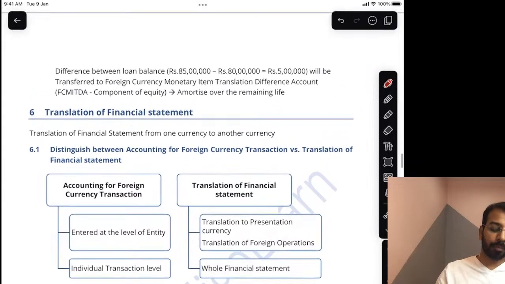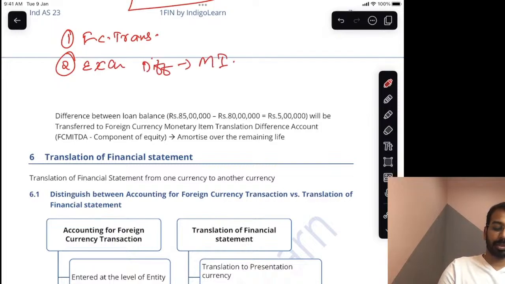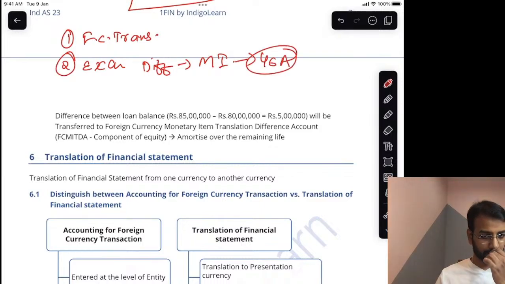Okay. So two aspects we have understood. One, foreign currency transaction, how to account for it. Second, exchange difference for monetary items. And here, paragraph 46A, if the entity chooses, they can continue to apply.